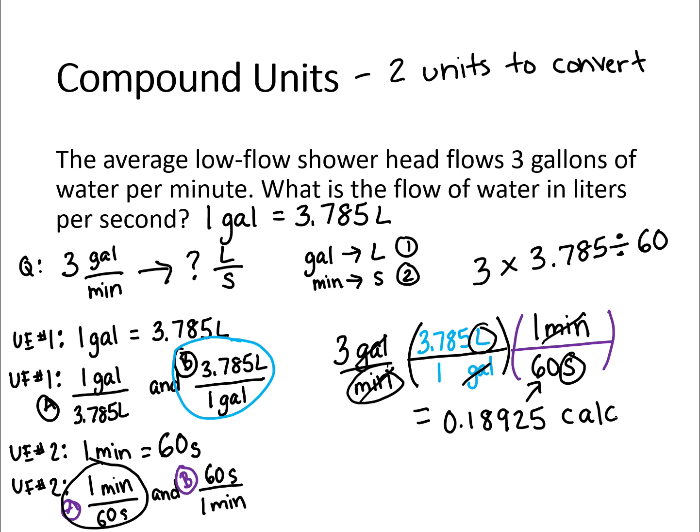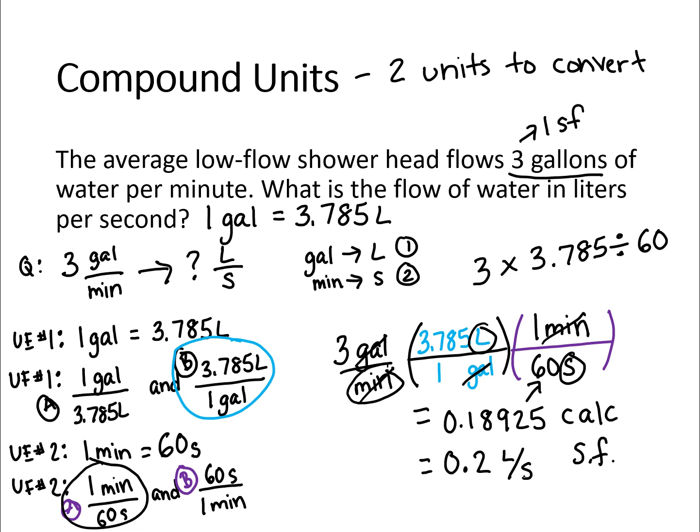But we know sig figs. And the only thing that we have in this problem is the 3 gallons per minute. There's only one sig fig here. So that means for our significant figures, and when we're putting units and everything, we can only have one significant figure. So that's 0.2 liters per second. Don't forget about sig figs.